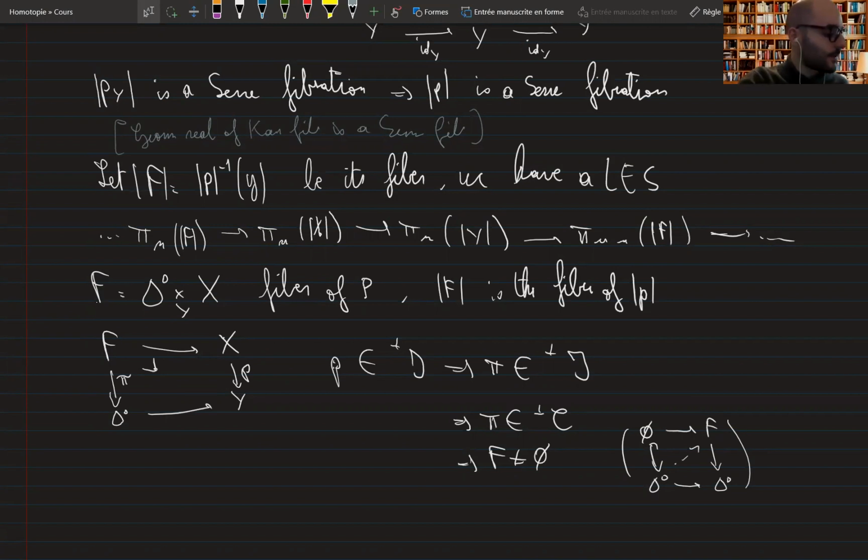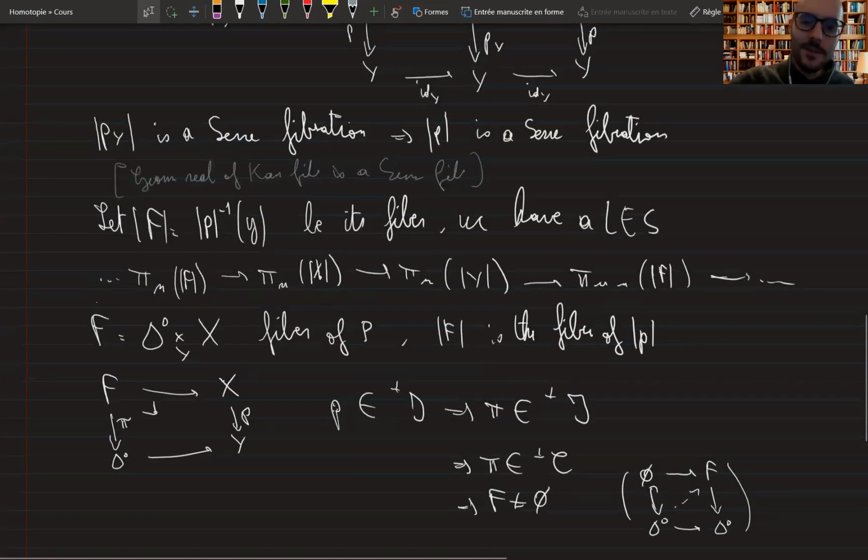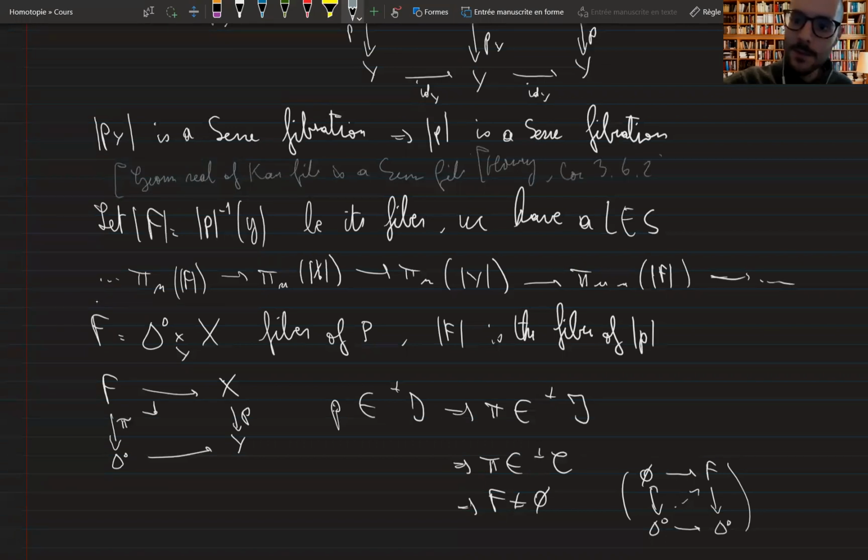But we are going to use the theorem of Quillen, actually. If you want an actual reference, you can look in Hovey. It's Corollary 3.6.2, right?